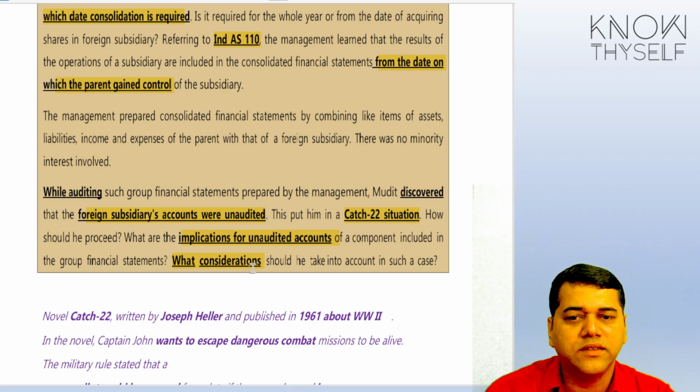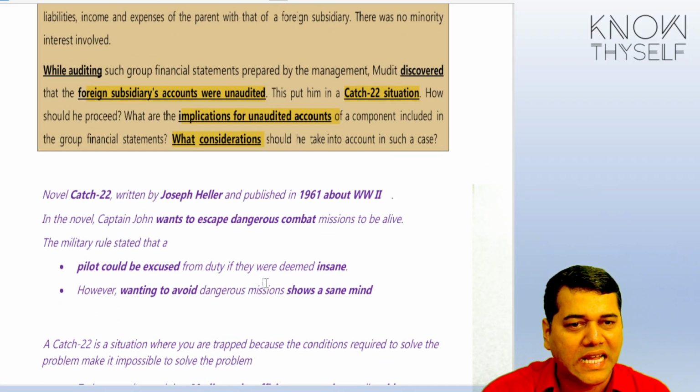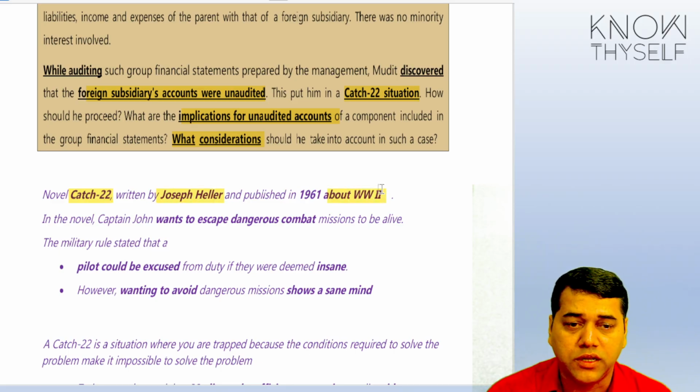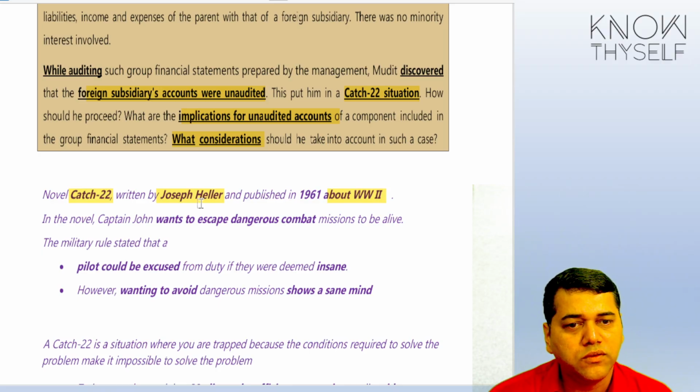So what exactly is your catch 22? Why do we say catch 22 situation? Okay, so the word catch 22 has come from one novel written by Joseph Heller in 1961, when World War II was going on. The theme of this novel is all about World War II.